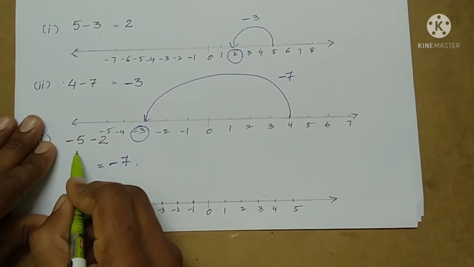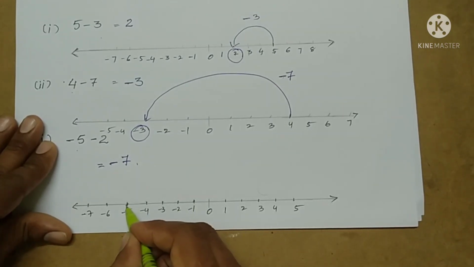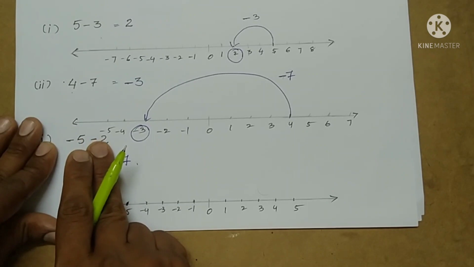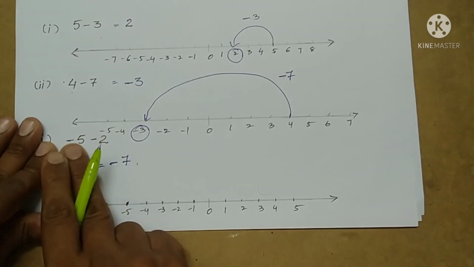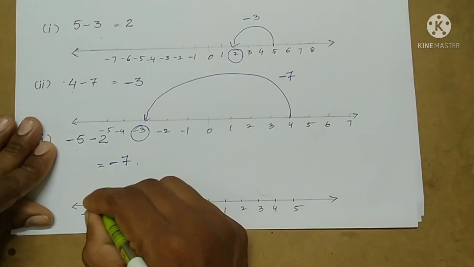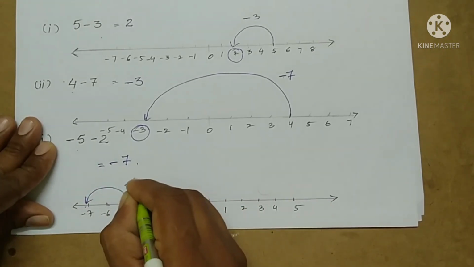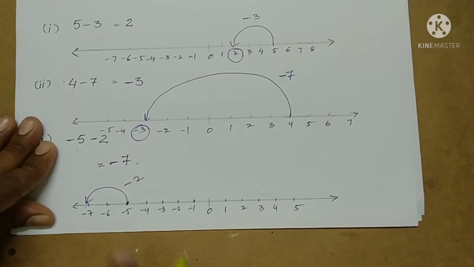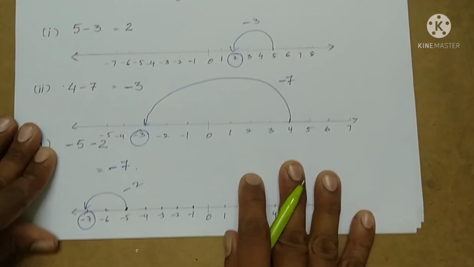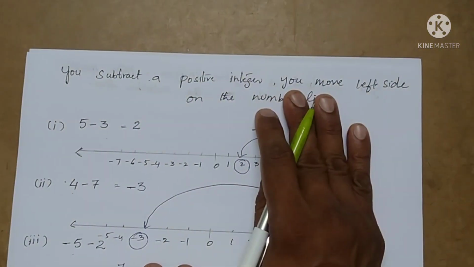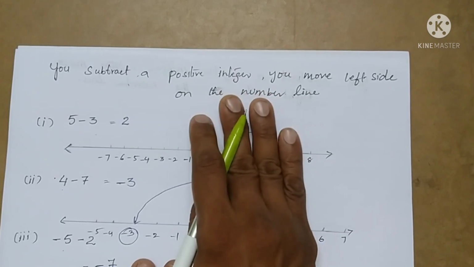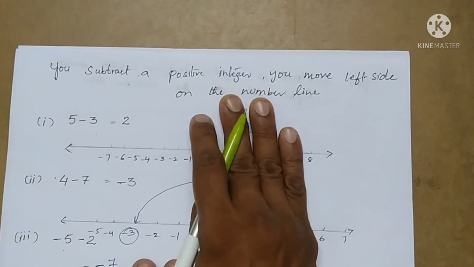Where is minus 5 on the number line? It is here. Minus 5 minus 2, subtract 2 from minus 5: 1, 2. The result is minus 7. This is the final result. So you subtract a positive integer, you move left on the number line. This is the fundamental statement.